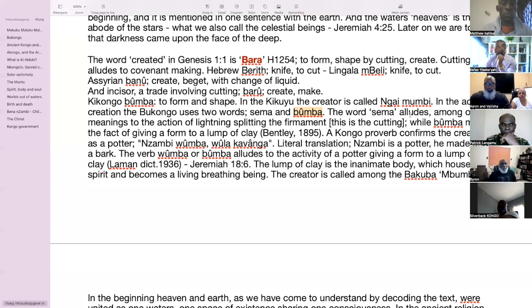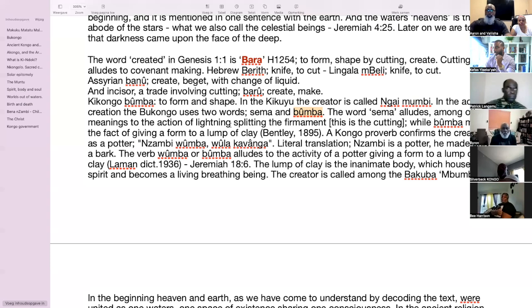The word sema alludes, among other meanings, to the action of lightning splitting the firmament. This is the cutting, so to say, of the covenant. While mumba means the fact of giving a form to a lump of clay, according to the dictionary of Bentley. I have the dictionary.